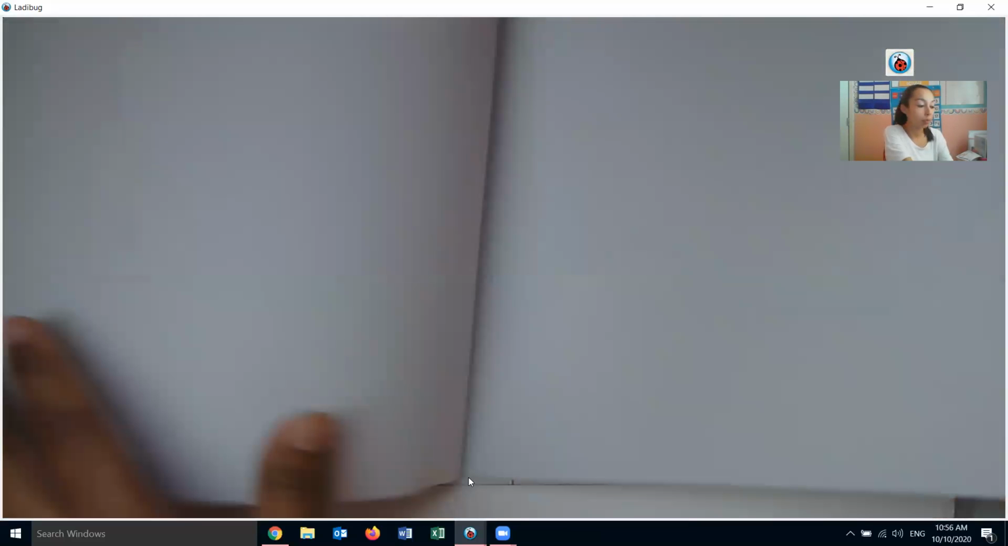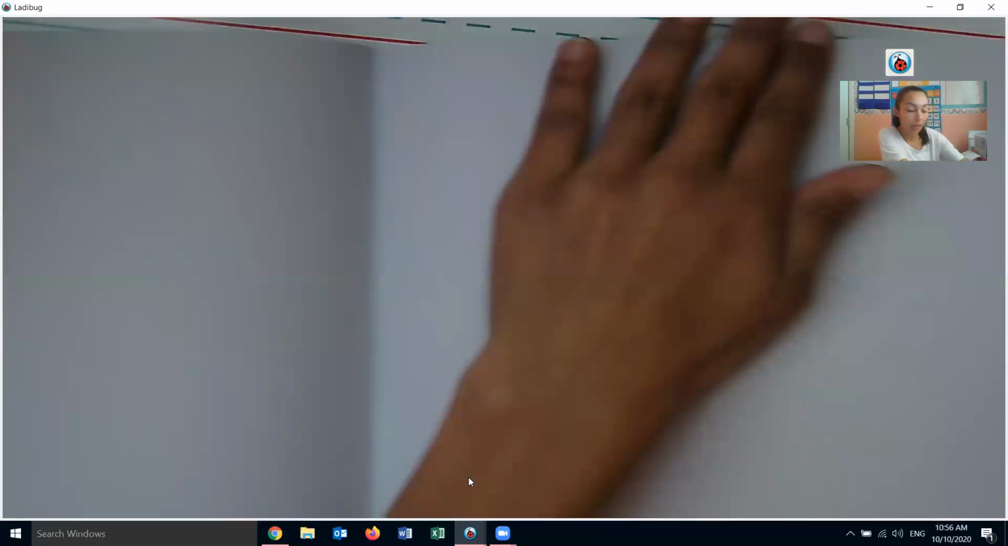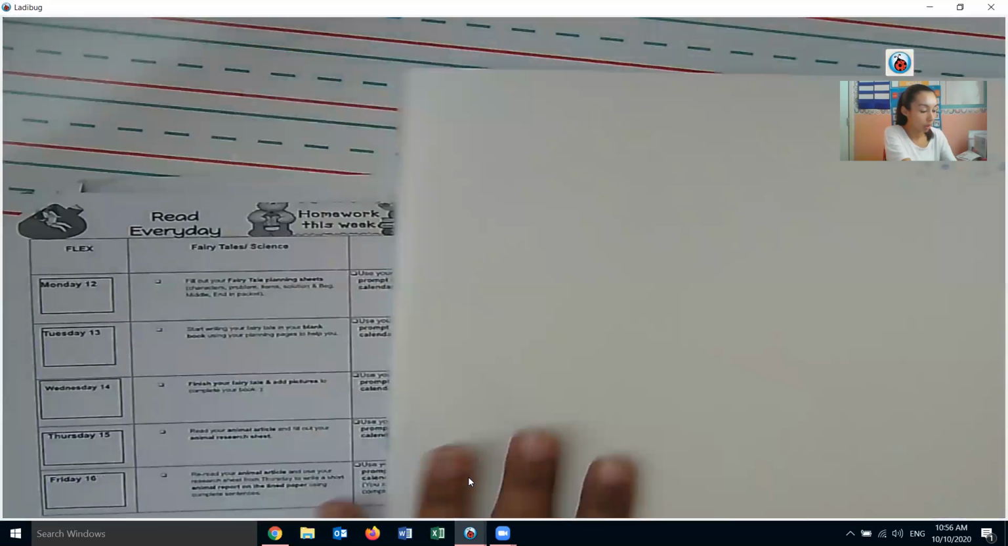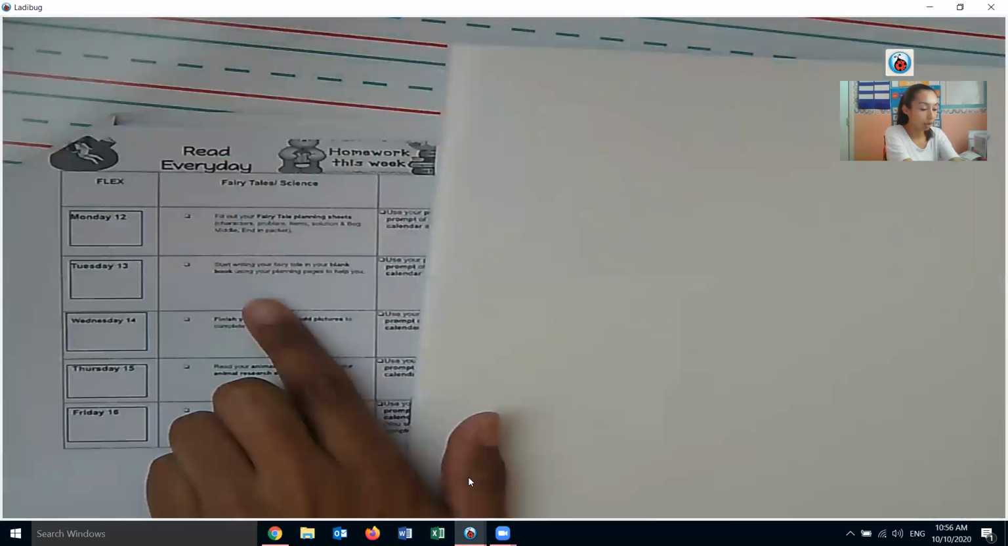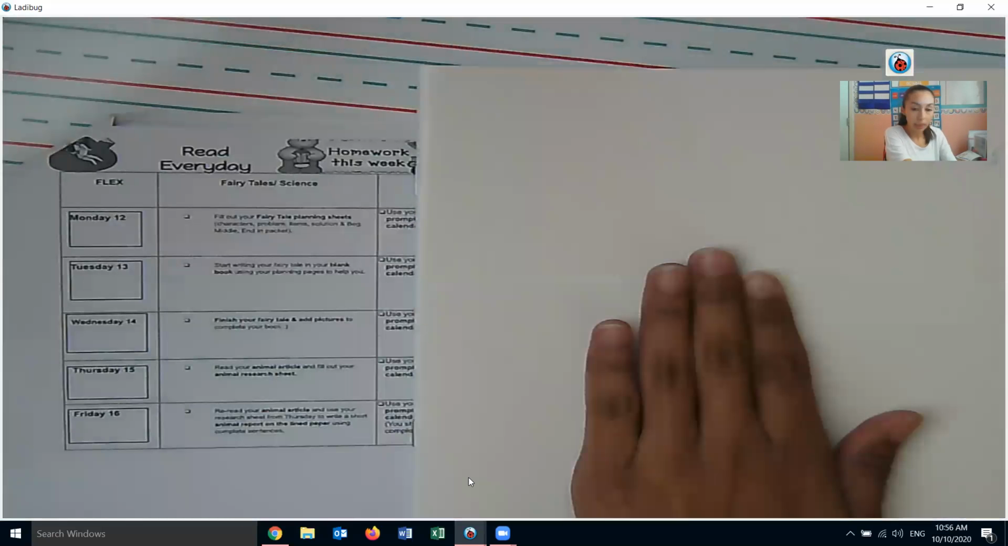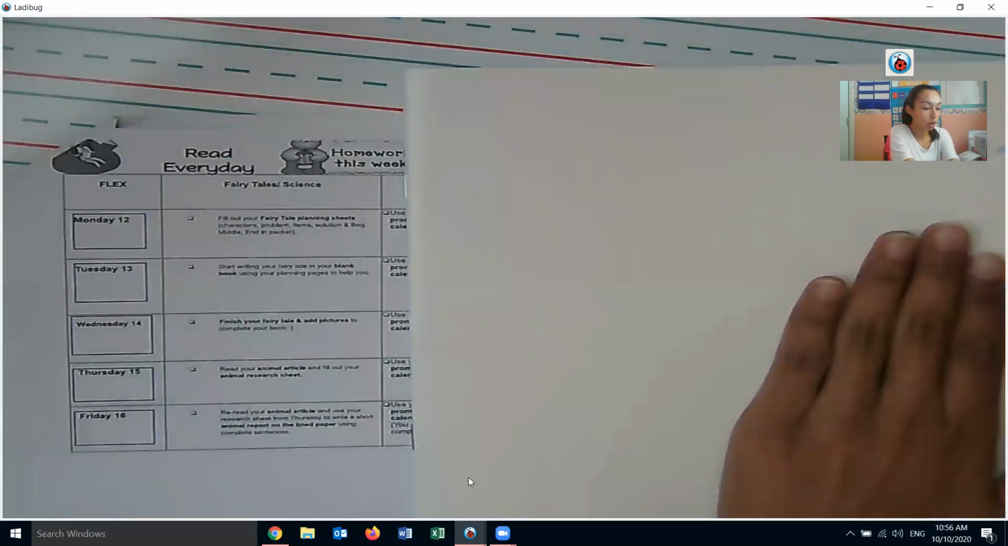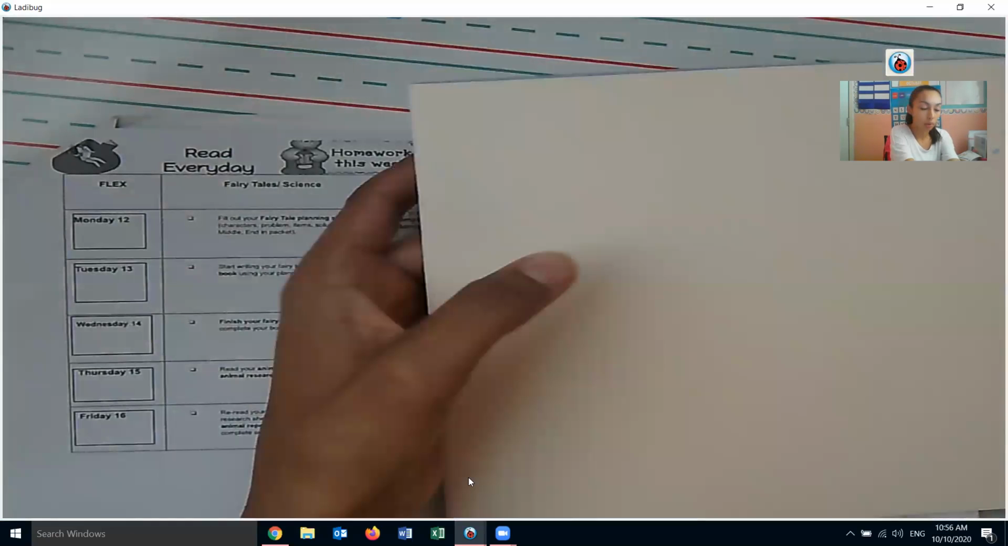You know, kind of like a real book. So maybe not all the words on one page. Maybe use the bottom pieces or the top pieces to tell the story and leave some room for pictures. So for homework, you'll have today and tomorrow. So it says start writing your fairy tale in your blank book using your planning pages, and then tomorrow to finish up your story and add pictures. So you have 2 days to write your story.